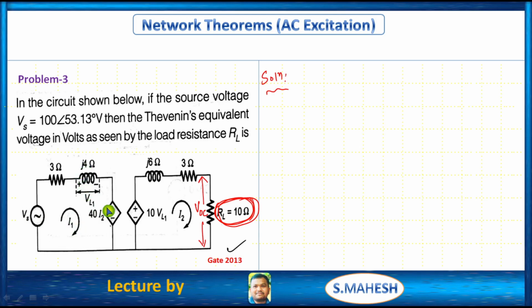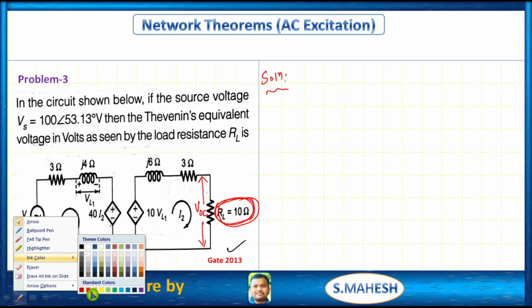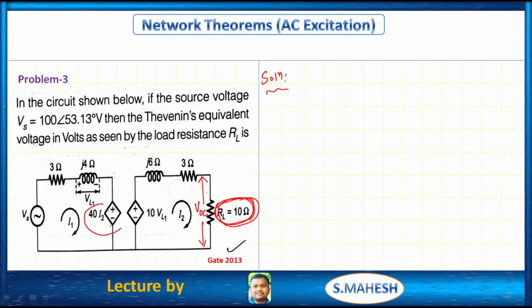Like that, here we have I2, the variable of this current dependent voltage source. Here we have 40 I2, the current controlled voltage source. The I2 is the variable for that current, so loop 1 and loop 2 are dependent on each other.